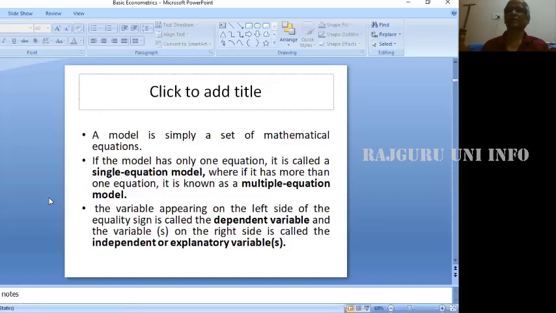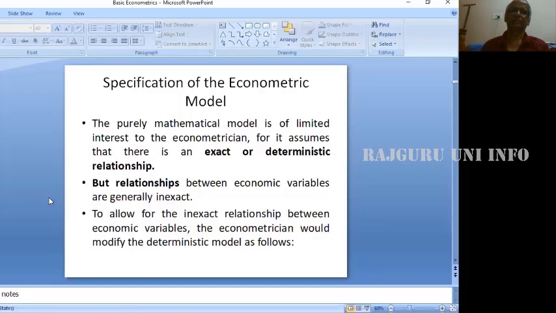But this is only a mathematical model. We are interested in the econometric model. Well, why? Because this Y is equal to beta 1 plus beta 2 X is an exact model or a deterministic model where we hypothesize that Y depends only on X, but it is not so. In reality, many other variables influence Y. Dividends don't depend only on profitability.